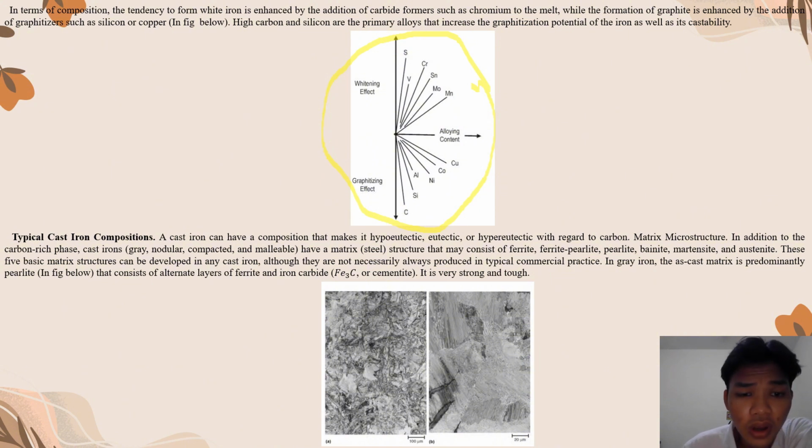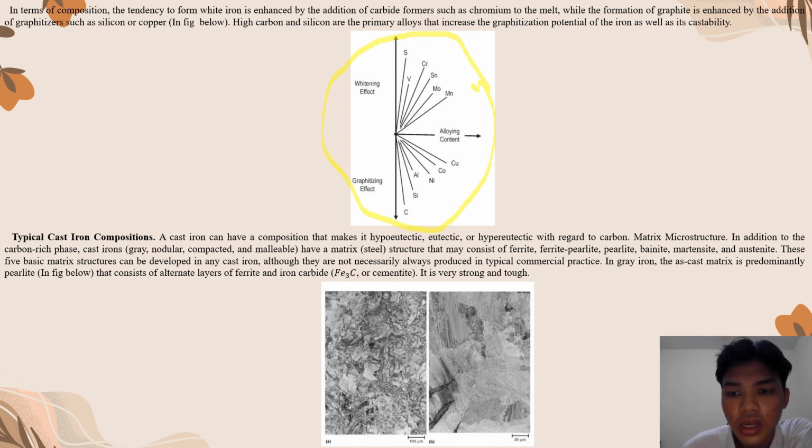Cast iron can have a composition that is hypoeutectic, eutectic, or hypereutectic with regard to carbon. In addition to the carbon-rich phase, cast irons are grouped as gray, nodular, compacted, and malleable. There is also the matrix or steel structure that may consist of ferrite, pearlite, bainite, martensite, and austenite. These five basic matrix structures can be developed in any cast iron, although they are not necessarily always produced in typical commercial practice.